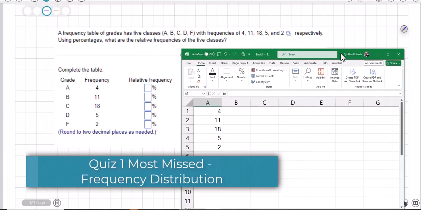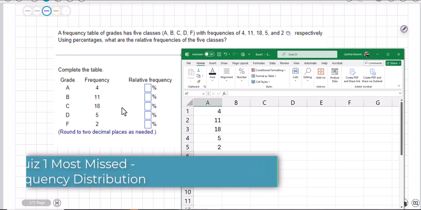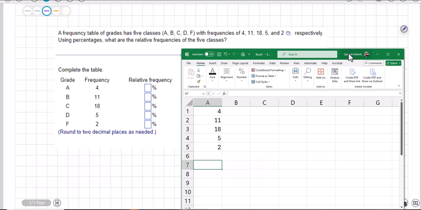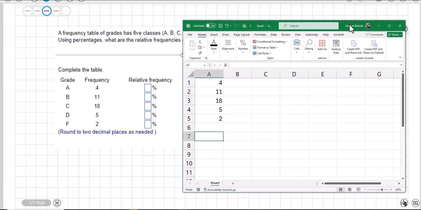Okay, so I'm given a frequency distribution. Remember, frequencies are just counts. And I want to find relative frequency. Relative frequency you find based on this value relative to the whole. And the whole means to add all of these up.